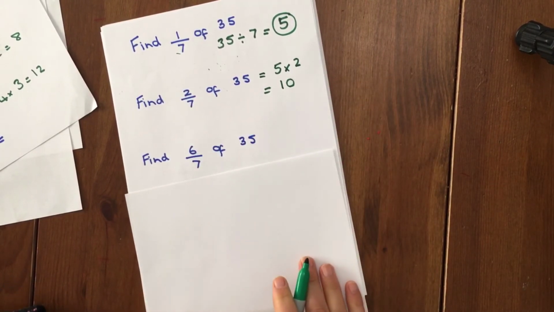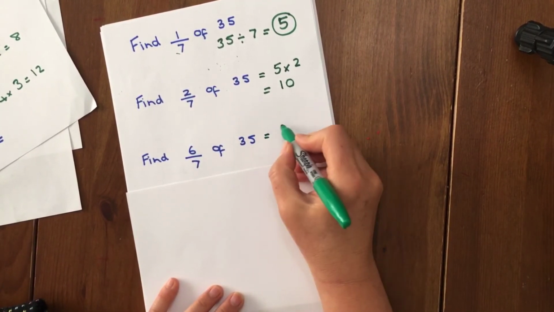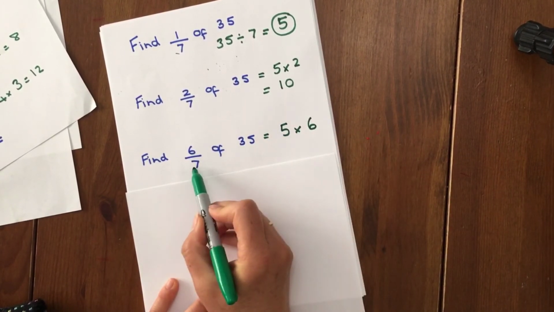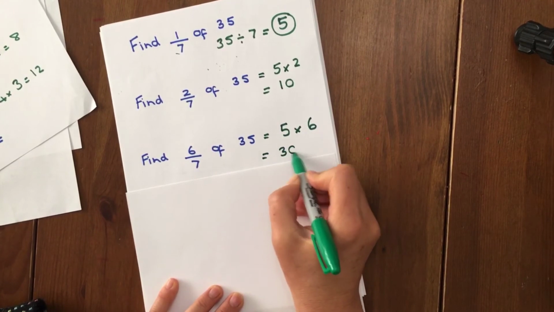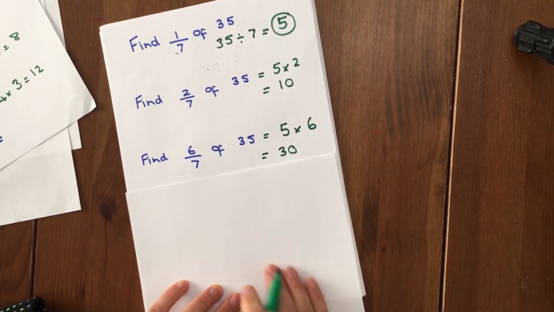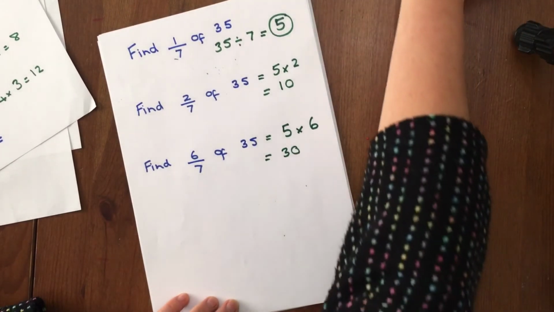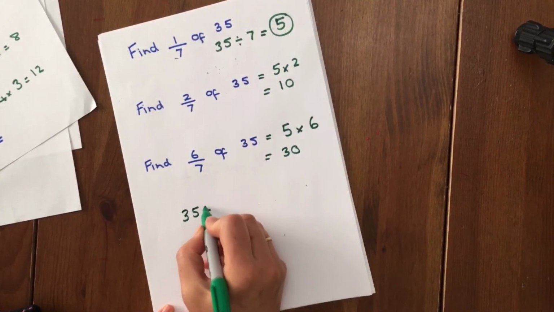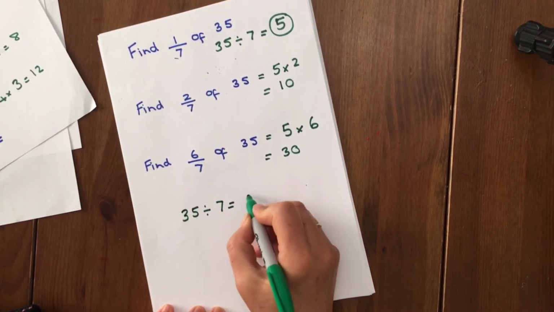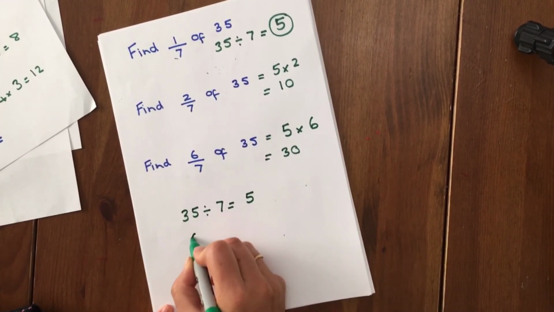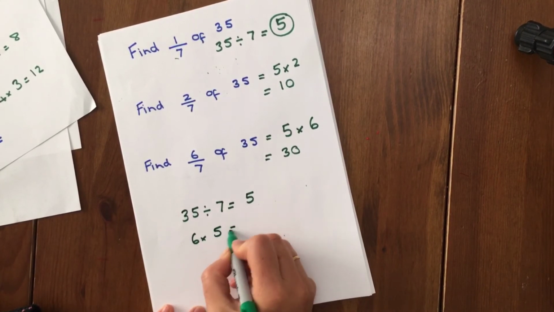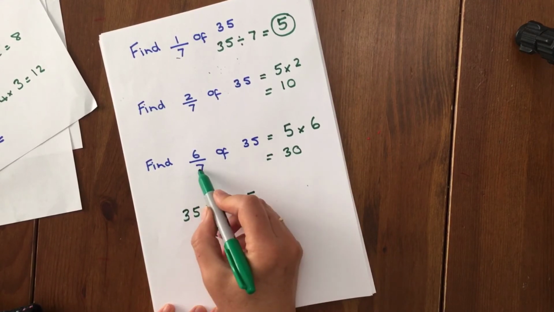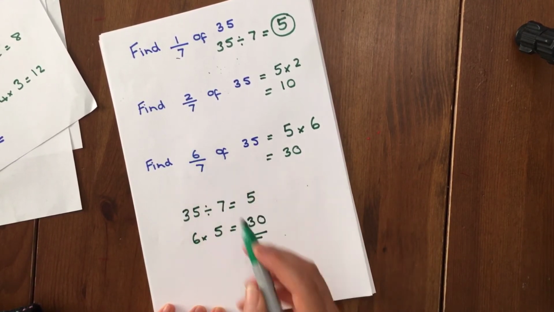And what would 6/7 be? Well, 6/7, I want 1/7 and I want it 6 times. So I want my answer to be 30. So let's look at that last question again. What's a quick way of doing it? Well, I first of all divide by the denominator to get 1/7. And then I times by the numerator to get 6/7. So divide by the denominator times by the numerator.